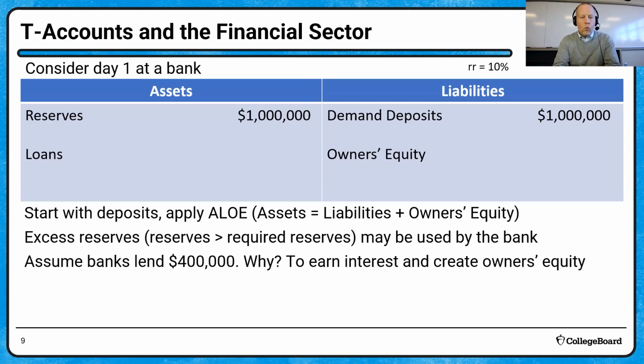Now, why would they do that? That's the basic business of a bank. Why would they choose to lend the money they have on reserve? The most obvious and basic answer is to earn interest on that loan, that financial asset, which is in turn going to increase the value of assets so that they exceed liabilities, therefore creating owner's equity.